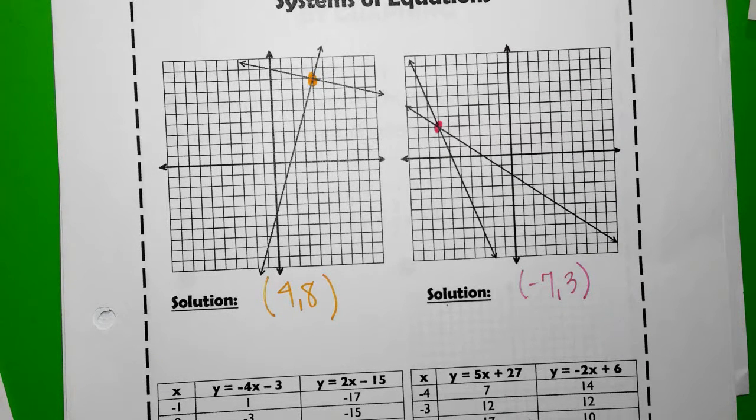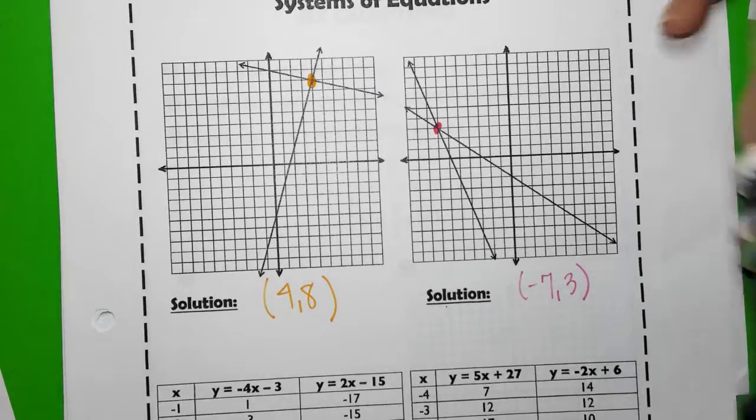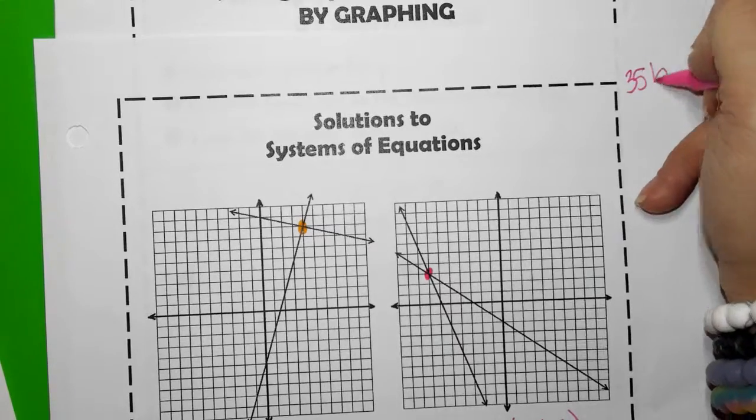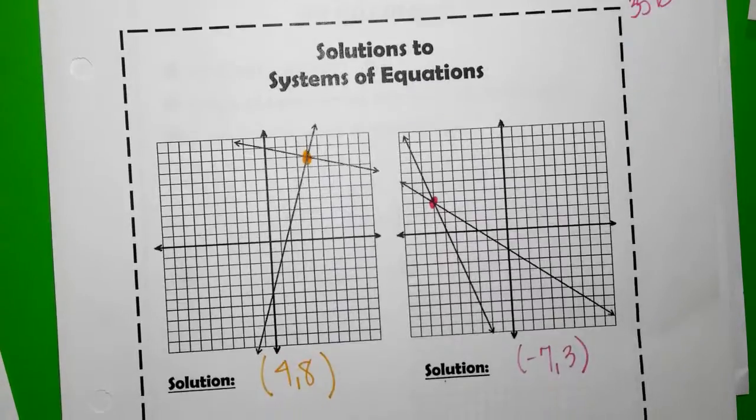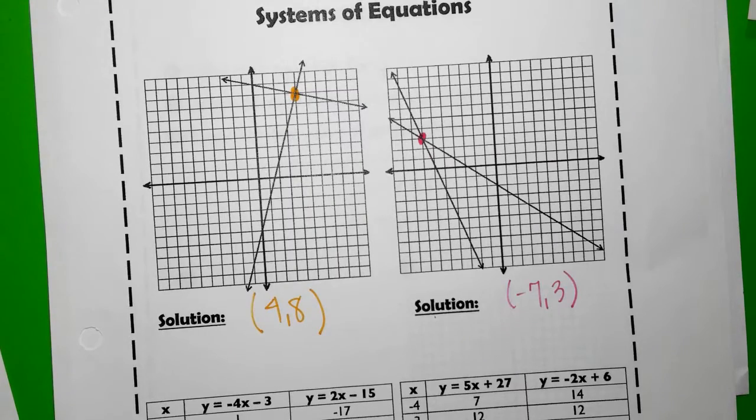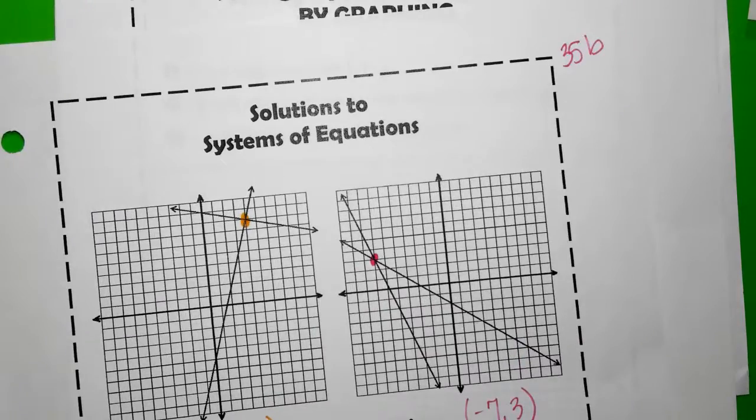What is wrong with you? Wait, is this part of page 35? Yes, this is 35B. So is this going to be like A, B, C, D, E, F, G? No. But this is B.